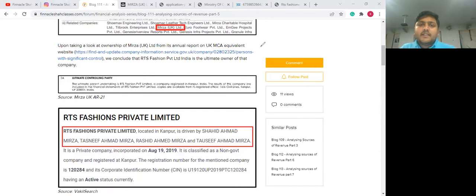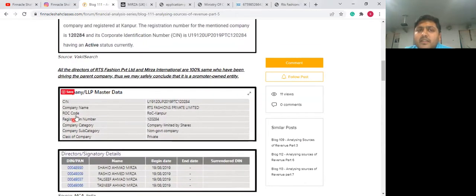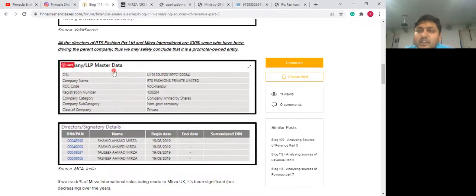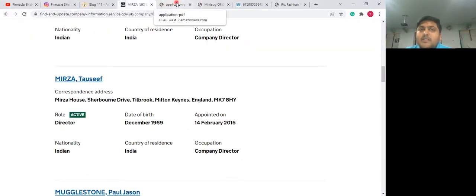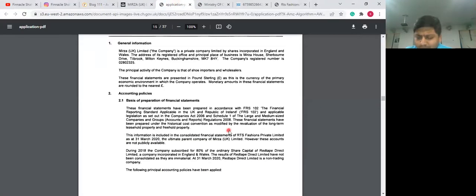So what we did is we basically tried to get a quantum of this. How do you get a quantum of these figures? Obviously, by taking a look at the financial statements of Mirza UK Limited. I've already shown you how to extract the financial statements of Mirza UK Limited. Let's quickly browse through the income statement of Mirza UK Limited, which happens to be on page number 11.